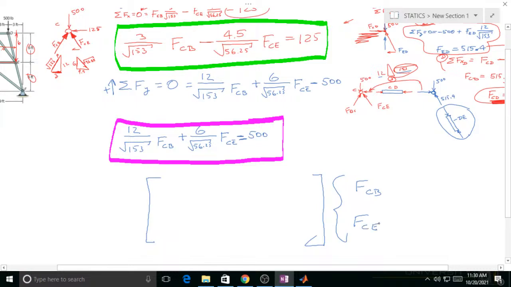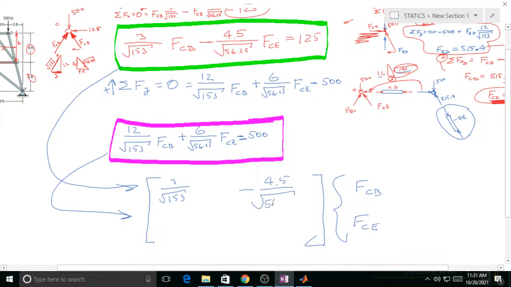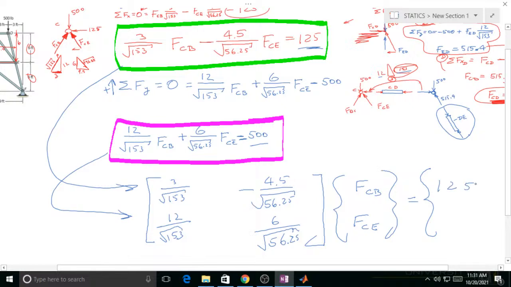Okay, take the component of the first equation, the green equation goes here. Whatever color that may be, pink, purple, I don't really know. 3 over square root of 153 goes here, minus 4.5 over square root 56.25 goes there. 12 over square root of 153 goes here, 6 over square root of 56.25 goes there. On the right hand side, you get the 125 and you get the 500.